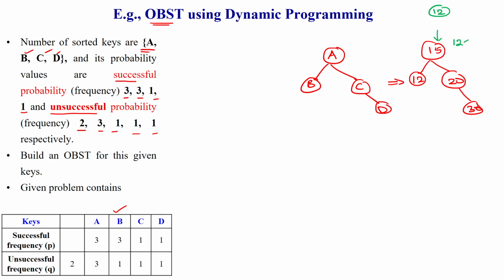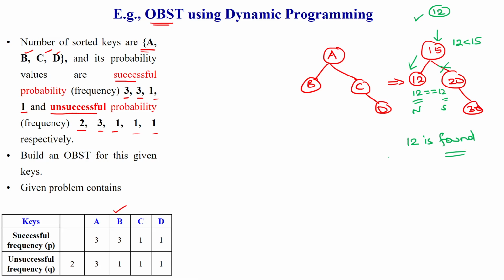So 12 is less than 15, then my searching process will go into the left subtree, ignoring the right subtree. Now it checks whether 12 is available at this node. So this is the node value, this is the searching value. Now both are equal, so my algorithm will immediately return that 12 is found in the given binary tree. So this is called a successful probability.